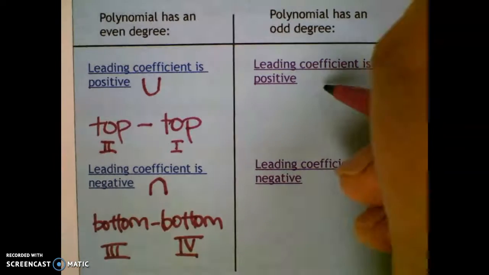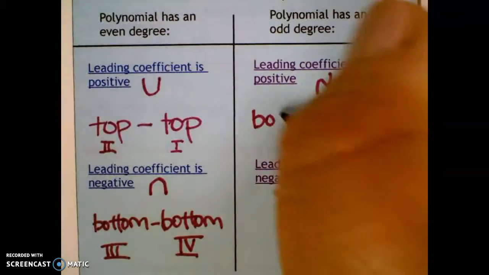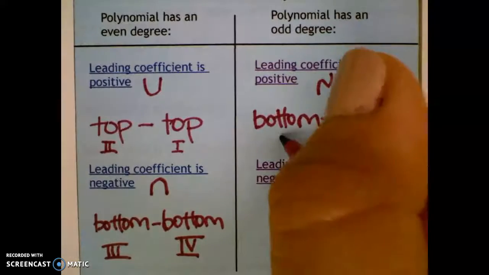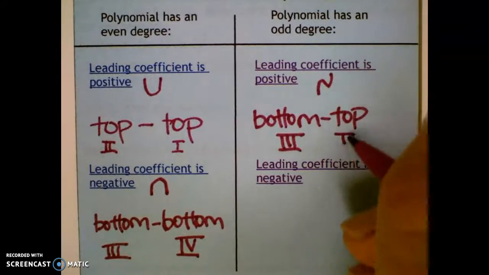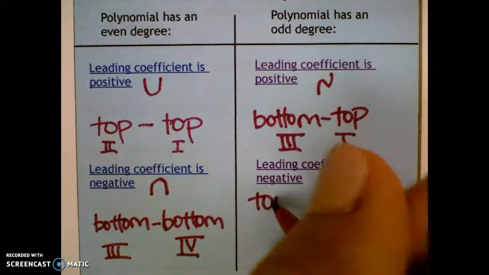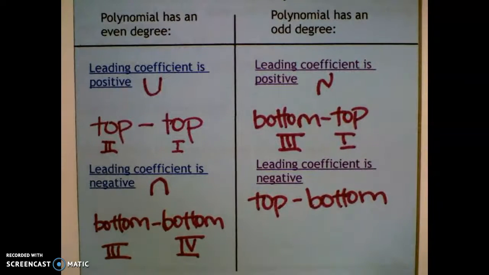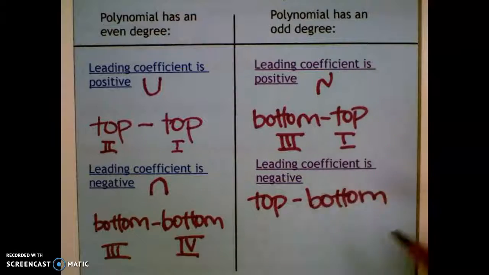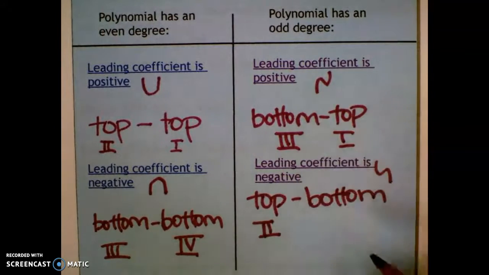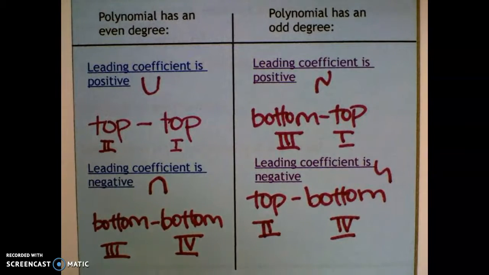Then when we went to x cubed, that's the positive odd version. So it went from the bottom to the top. It starts in quadrant 3, ends in quadrant 1. And when we reflected that one, it was the opposite: top to bottom. I was writing it and reading it wrong. Top to bottom, like this. So it started in quadrant 2, ended in quadrant 4. So that's the first piece you need to know.